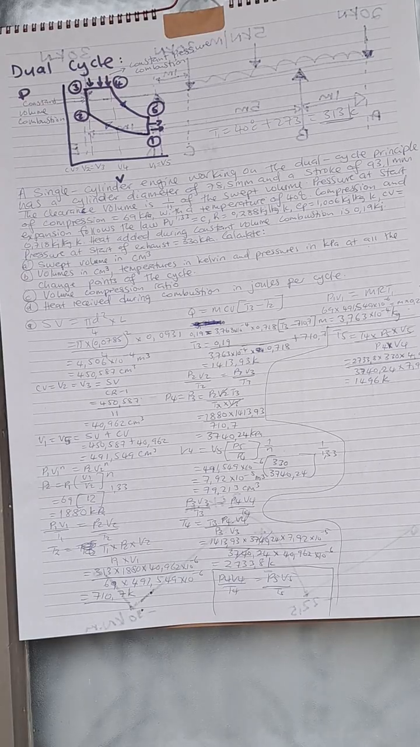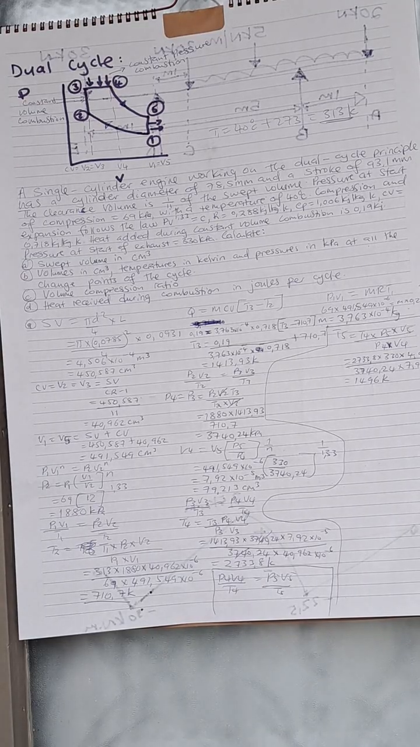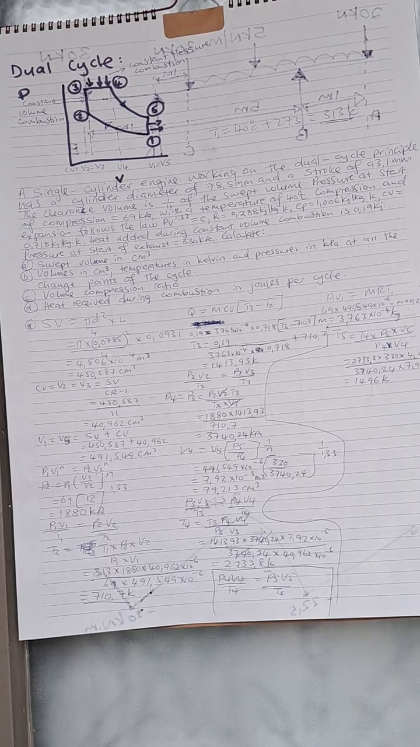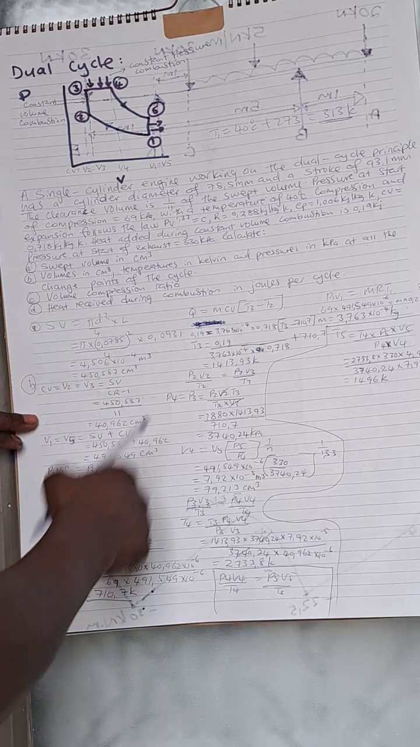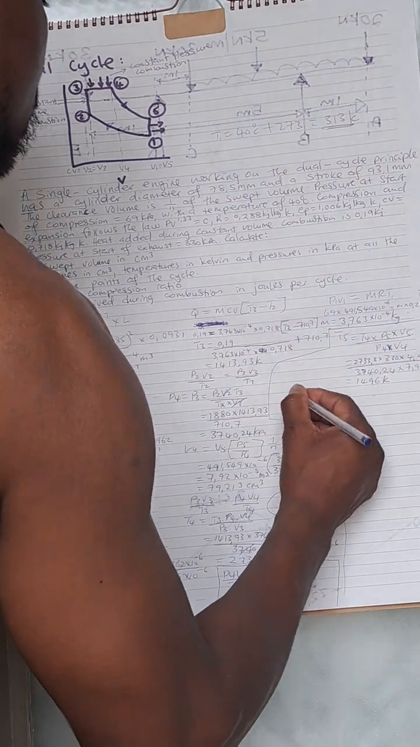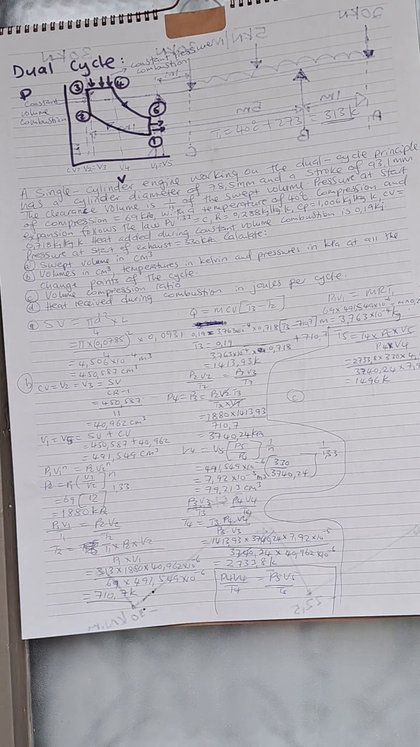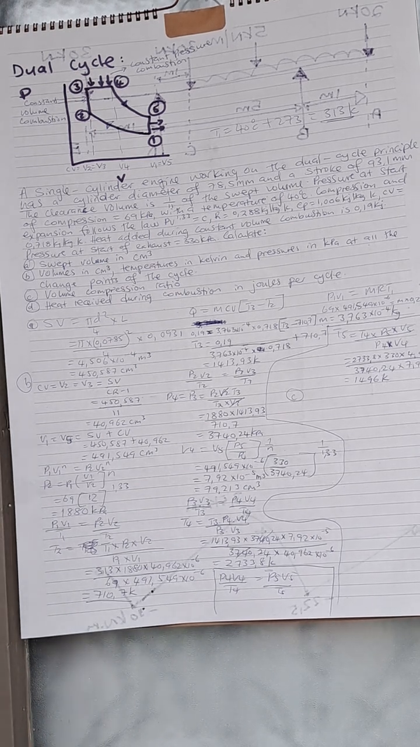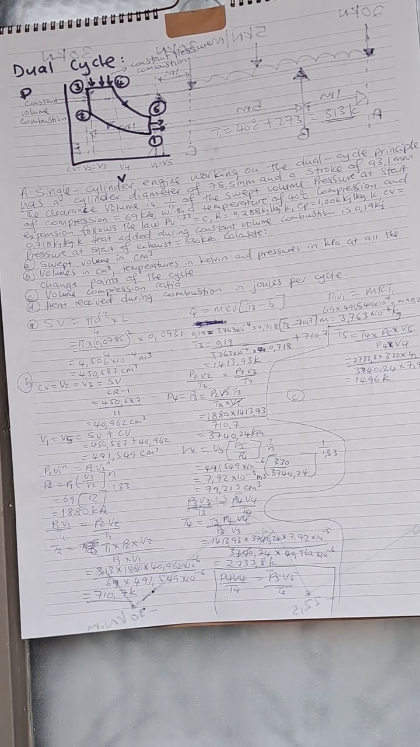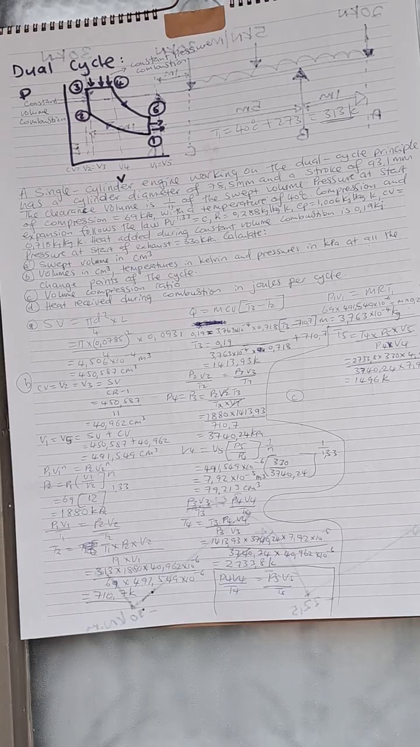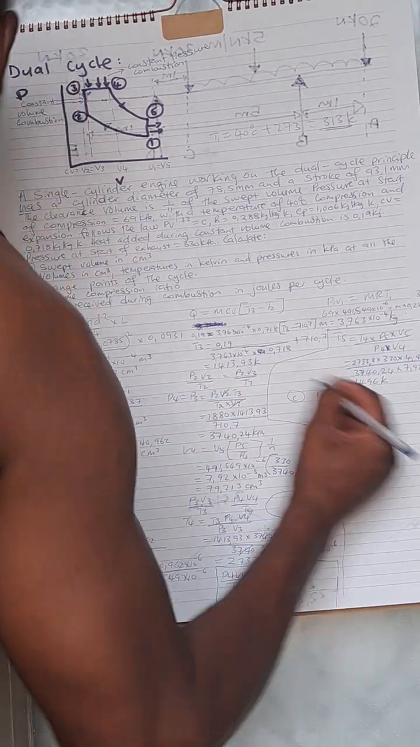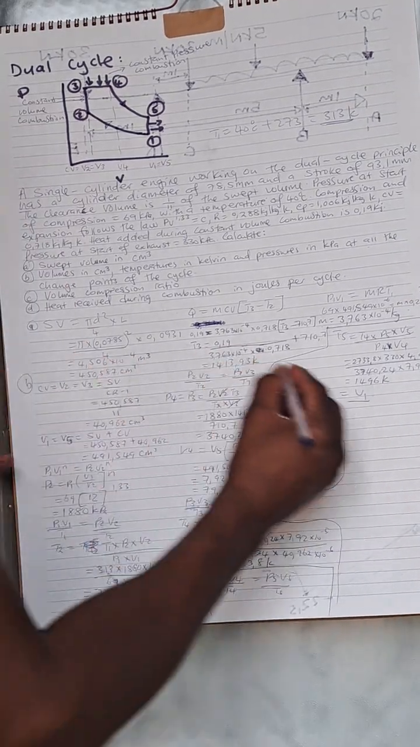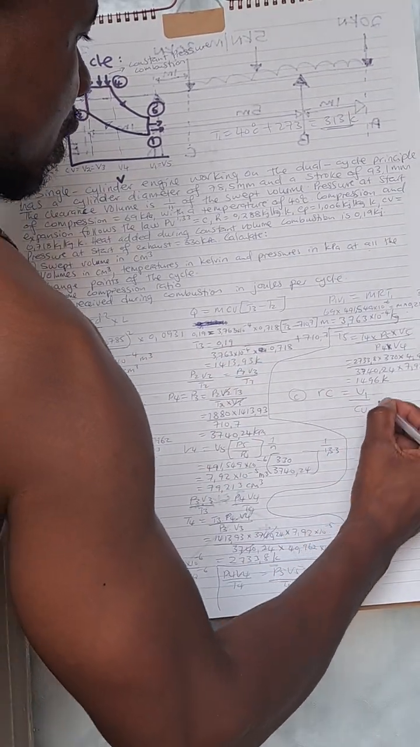The only thing which is missing now is to go to number C. So this was our number B, the volume. Now we go to number C. On number C, they want us to calculate the compression ratio. So compression ratio, RC equals V1 divided by our clearance volume. We can use this ratio.